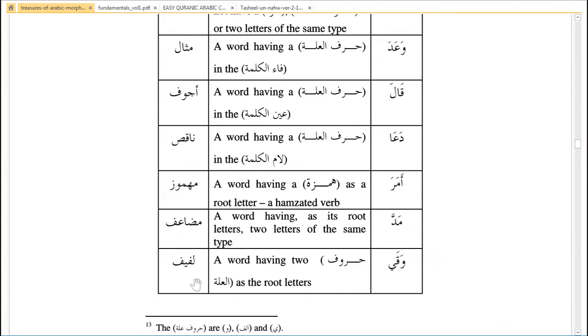And the last one is lafif, which is when there are two harf illa in one word, and the word is asli, the root word, not added, not mazid fih. So if there are two harf illa in the root letters, for example, waqaya. Waqaya is waw, qaf, ya, so it becomes waqa. So waw is harf illa and ya is harf illa.